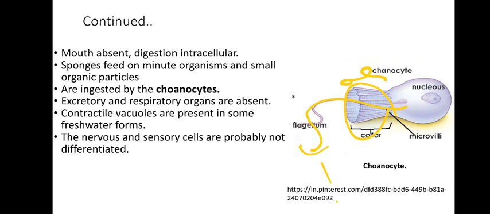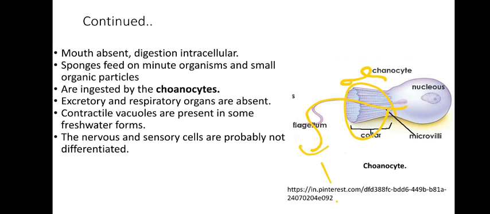So what is a choanocyte? A choanocyte is a flagellated cell present in the inner layer of sponges. That is called a choanocyte, also known as collar cells. And this collar cell gets its name because of the collar of microvilli that is present. What is the function of this choanocyte? It is involved in digestion, feeding.